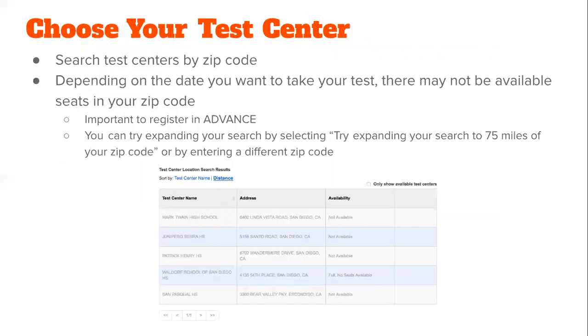Next, you will choose your test center. Search test centers by zip code. Depending on the day you want to take your test, there may not be available seats in your zip code. It is important to register in advance. You can try expanding your search by selecting Try expanding your search to 75 miles of your zip code, or by entering a different zip code.